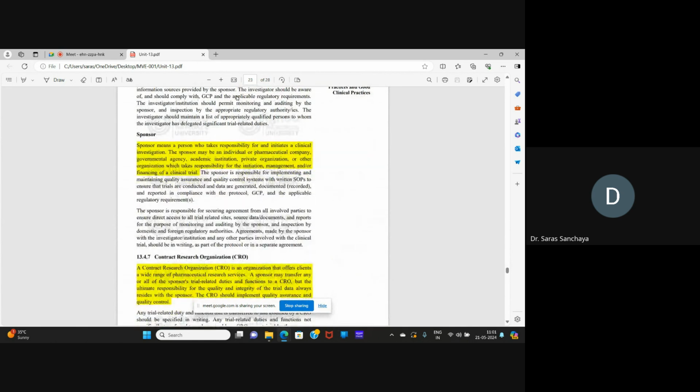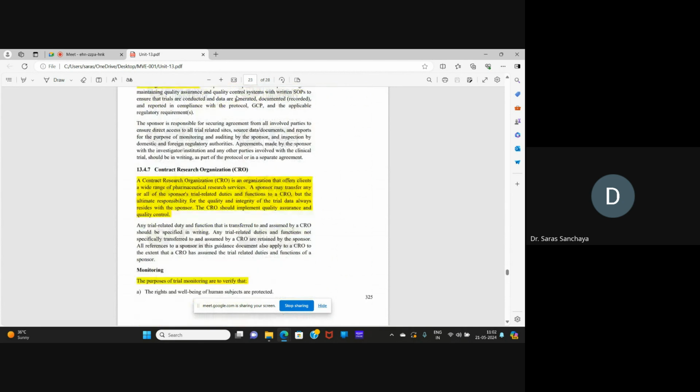Sponsor. Sponsor means a person who takes responsibility for the initiation of a clinical investigation. The sponsor may be an individual or pharmaceutical company, government agency, academic institution, private organization, or other organization which takes responsibility for the initiation, management, and or financing of a clinical trial.